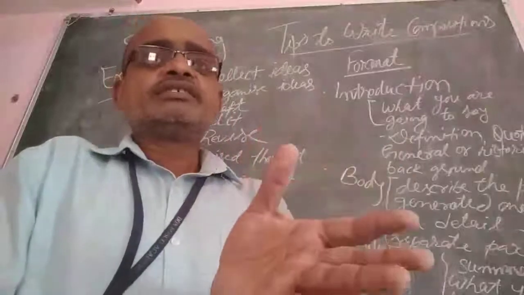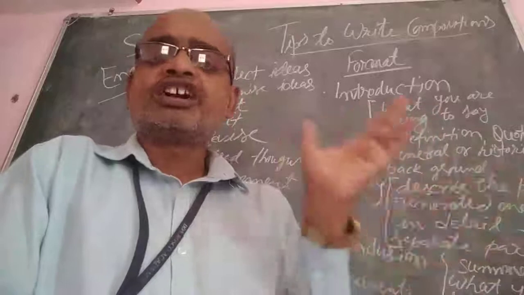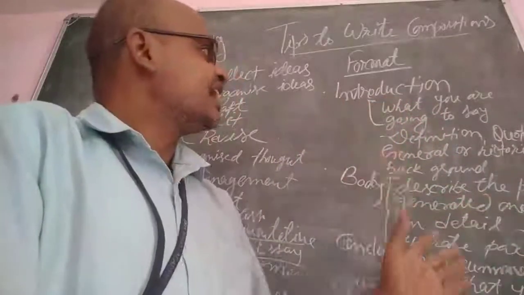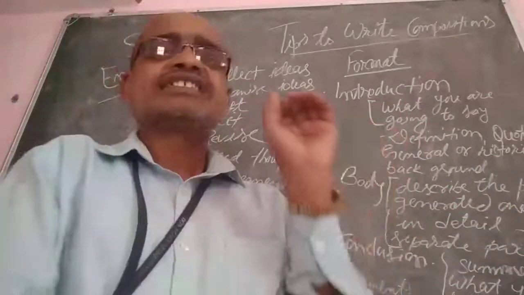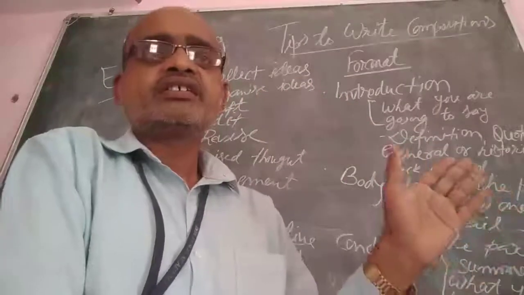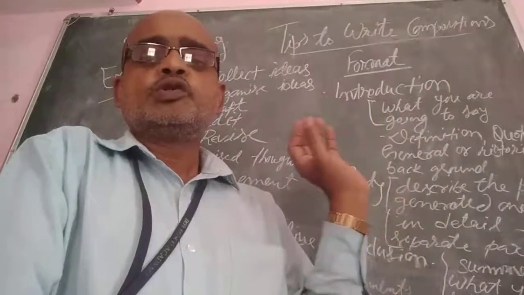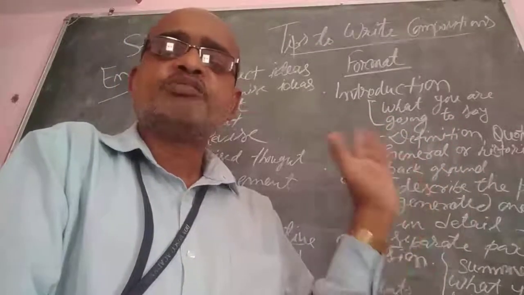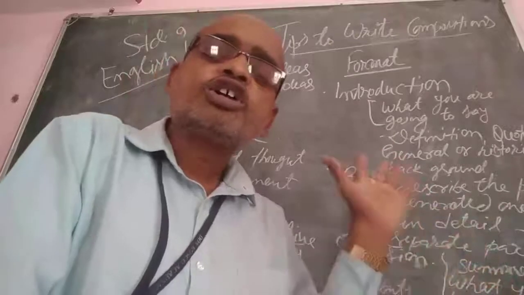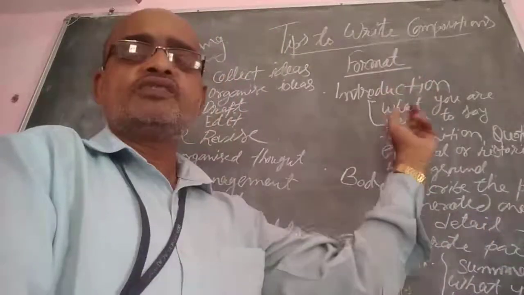Actually, in the case of an argumentative essay, if you have to go for or against, then you just select the points you have generated and decide where they should be kept. A few points for the introduction, a few points for the body, a few points for the conclusion. For the introduction, this is the format of any composition.